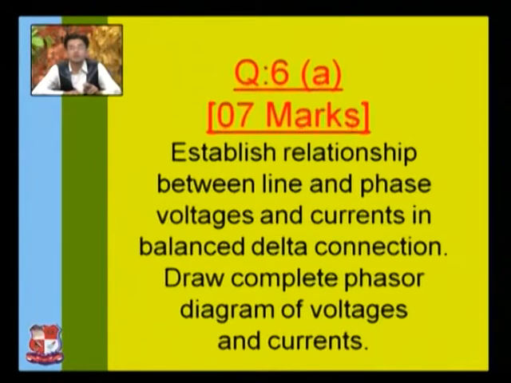See, this question number 6 was also asked for 7 marks from the 3-phase AC circuit, right? So let us see how to establish a relation between the phase voltage and the phase current. What is phase voltage? Do you know the difference between phase voltage and line voltage? Phase voltage can be defined as the voltage between one phase and neutral. In the same way, the current is also defined for one phase.